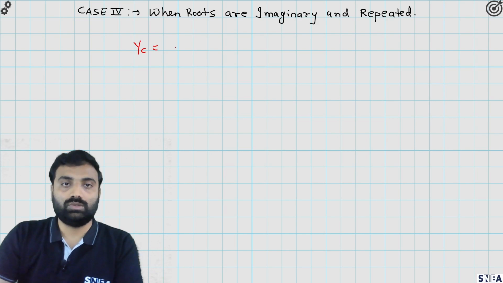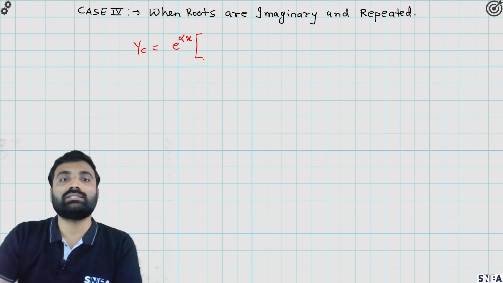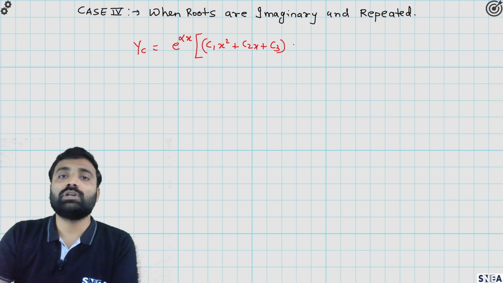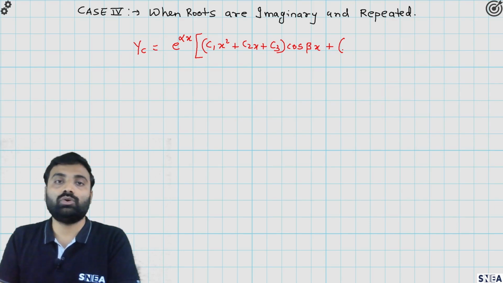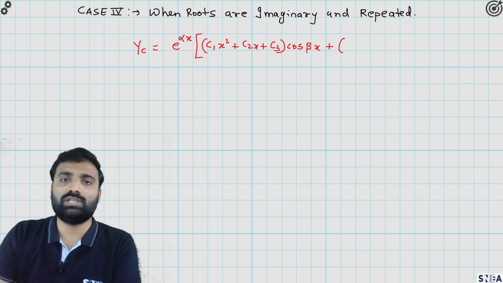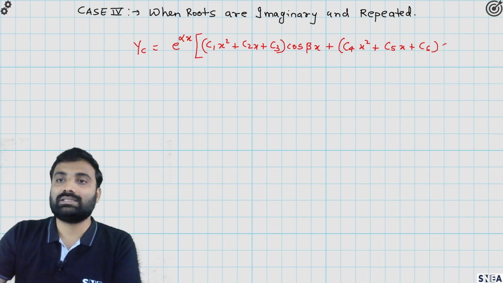So yc equals e raised to alpha x. If you had seen case number 2, when the root repeats, we had c1x square plus c2x plus c3. Same here, but outside the bracket first will be cos beta x. You carry forward, again write x square, x and a constant, but this constant c1 should not repeat. What comes after c3? c4. So c4x square plus c5x plus c6 in bracket sin beta x.